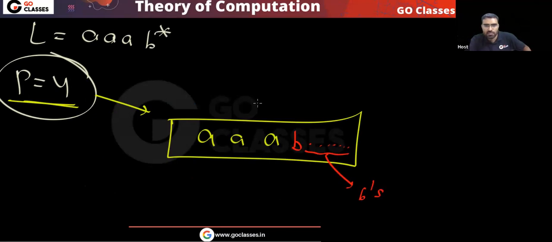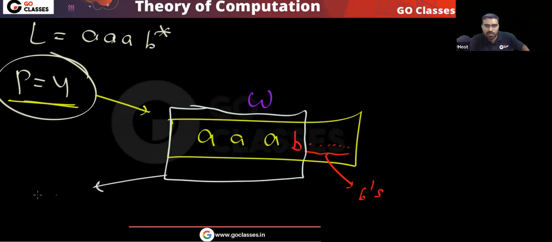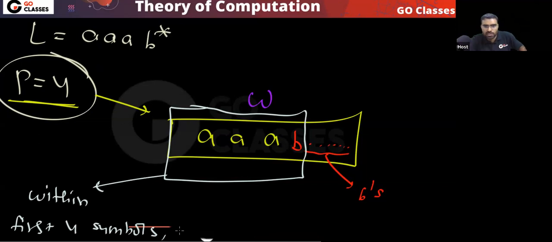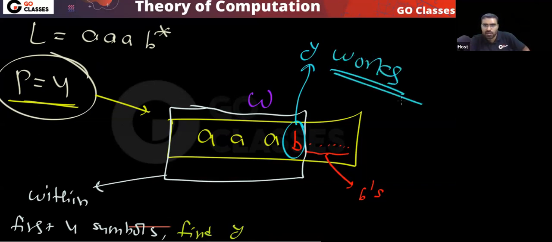So which y will work? Where will you find y? You have to find y here, within the first 4 symbols. Within the first 4 symbols, find y. So tell me which y will work. Can you notice? This y will work. Yes or no? This y works.